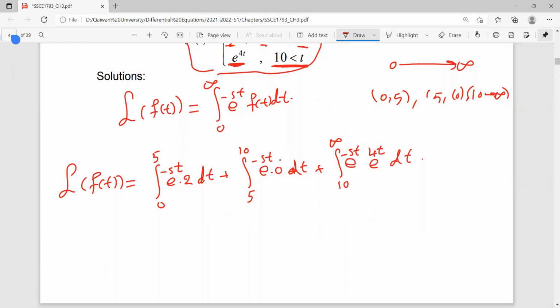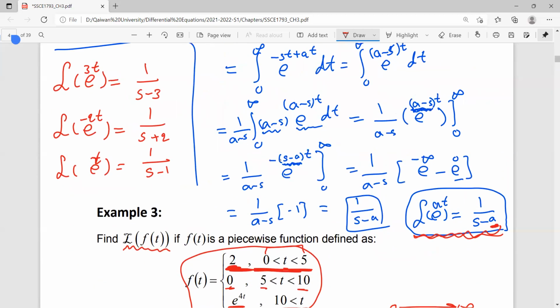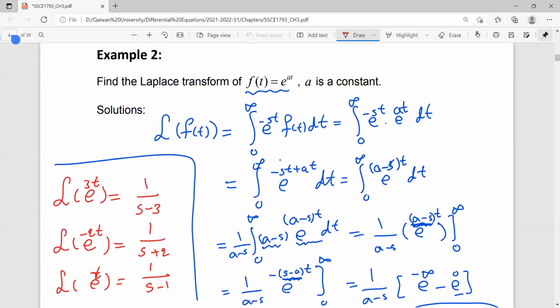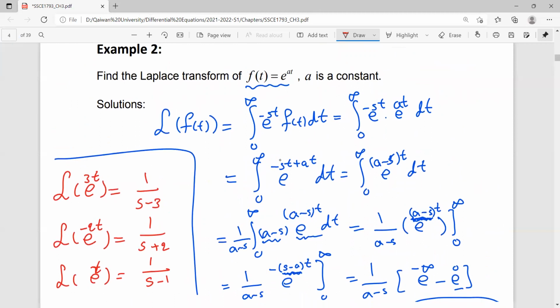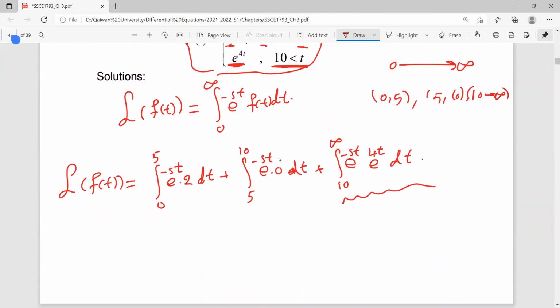Here we are going to find each of the integrations. For this one, we cannot say it equals 1 over s minus 4. Why? Because the limits of the integration are not from 0 to infinity, it's from 10 to infinity. That's why we cannot apply the above rule here. The above rule is for the integration from 0 to infinity, but the limits of the integration are divided into 3 parts: from 0 to 5, 5 to 10, and 10 to infinity. Now we should find each integration here.